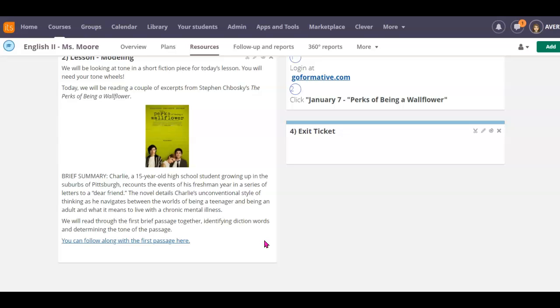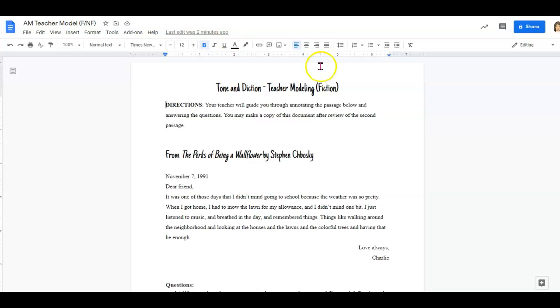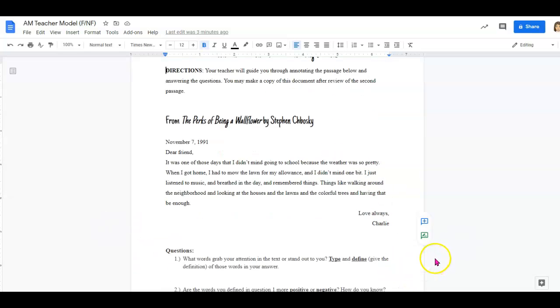So we are going to read a quick passage together, and then your Go Formative today is going to be another chapter of Perks. So whenever you open up your assignment today, you're going to see a chapter and some questions that you have to read. So real quick, we're going to look at the model. So I'm going to guide you through annotating this passage and answering the questions.